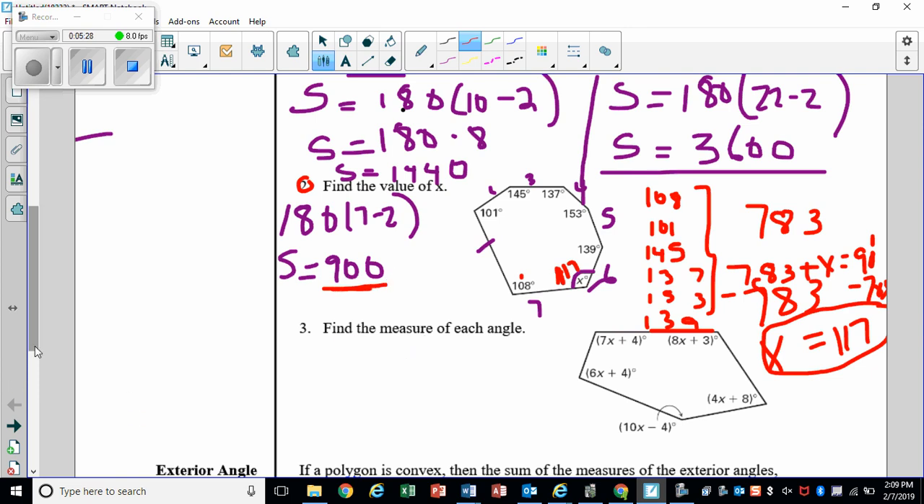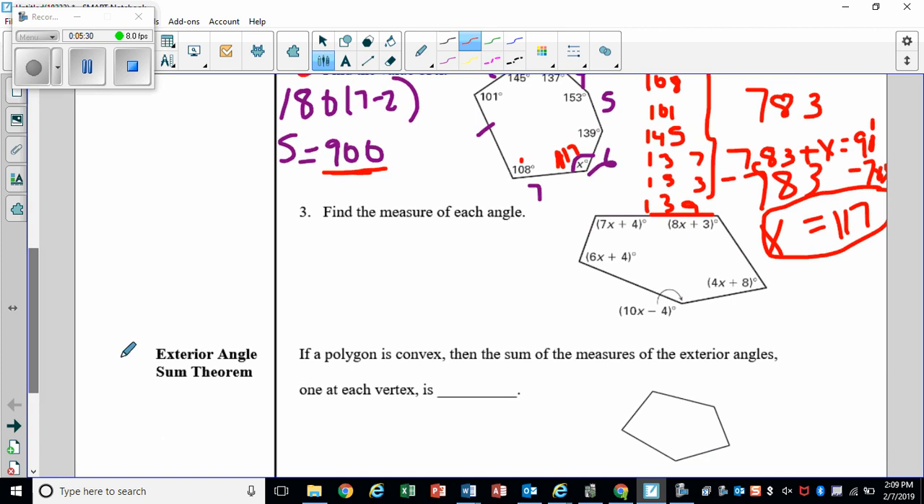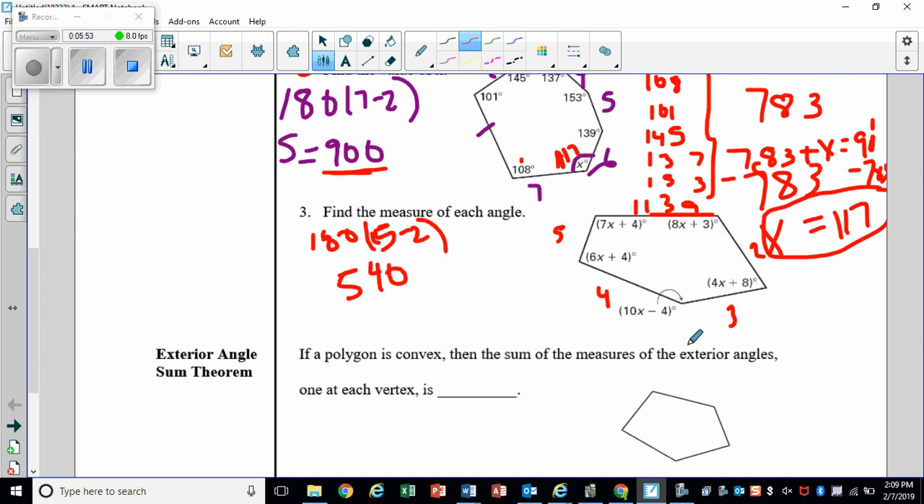Okay, the same token with this. First, I need to know how many sides it has. This has 1 side, 2 sides, 3 sides, 4, and 5, right? So I'll do 180(5 minus 2). Okay, so this gives you 540. So the sum of these angles, the 5 angles, needs to add up to 540.